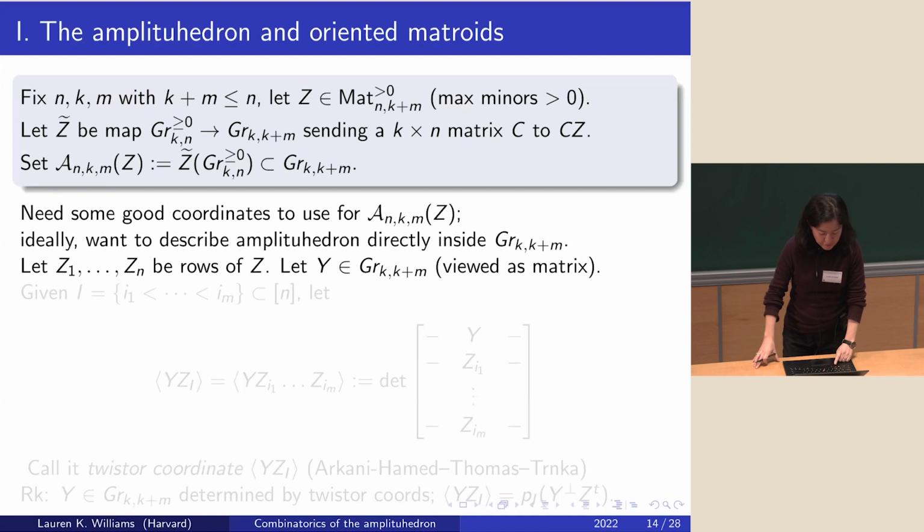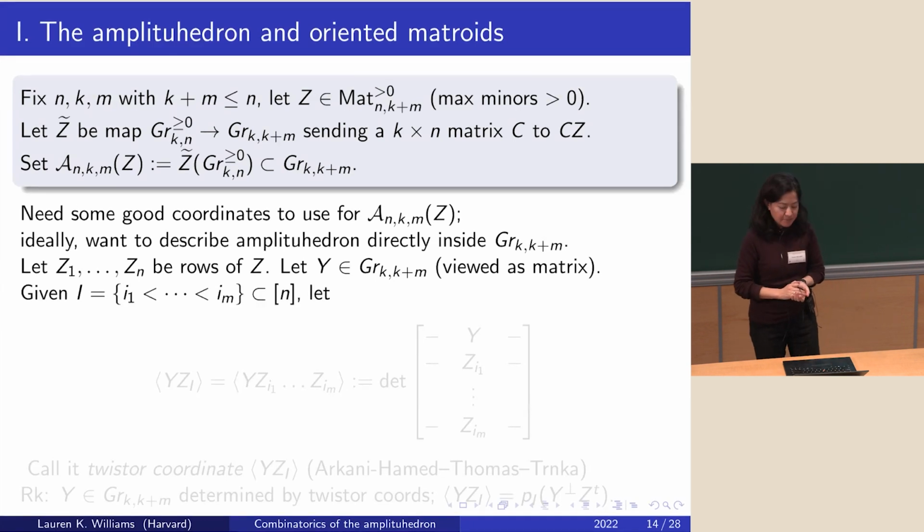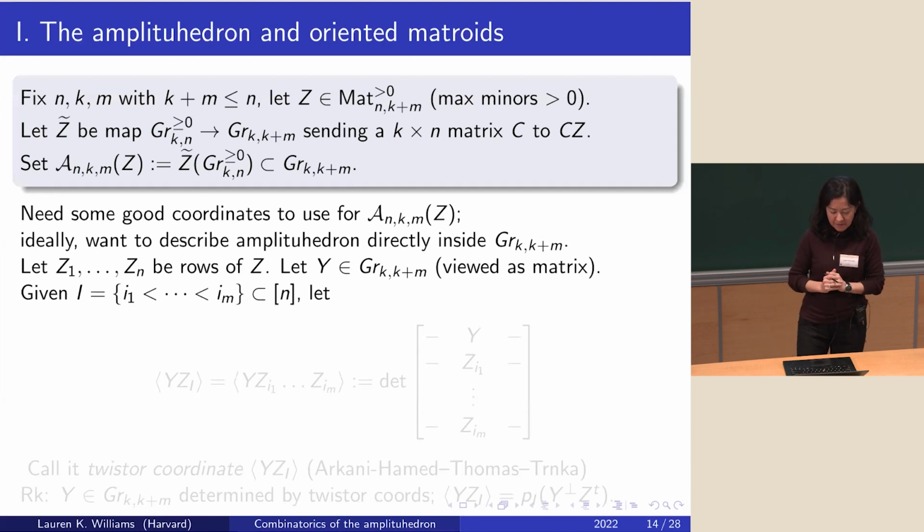Okay, so now I'm going to describe what these coordinates are. Let Z1 through Zn be the rows of our matrix Z. Let Y be an element of the Grassmannian of k-planes in k plus m space, and I'm viewing it as a k by k plus m matrix. And let I be an m element subset of the numbers 1 through n.